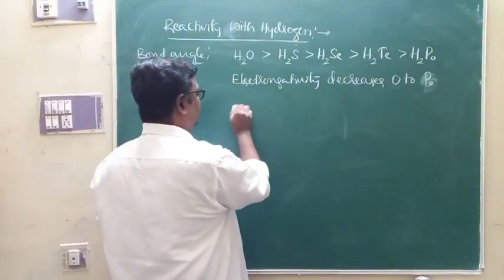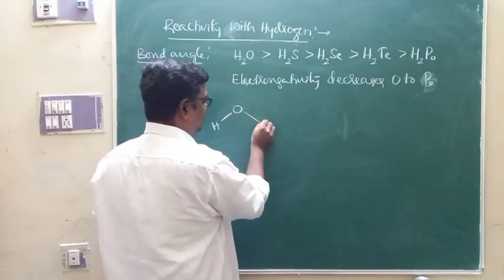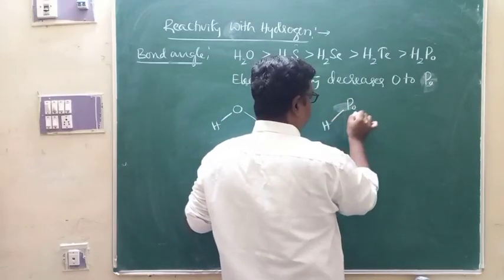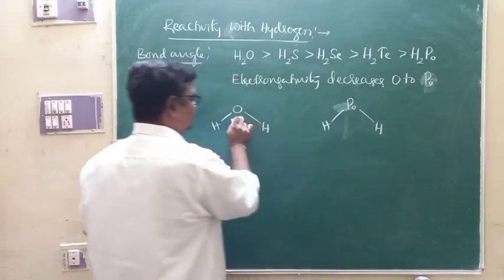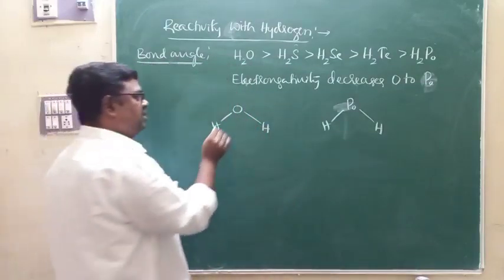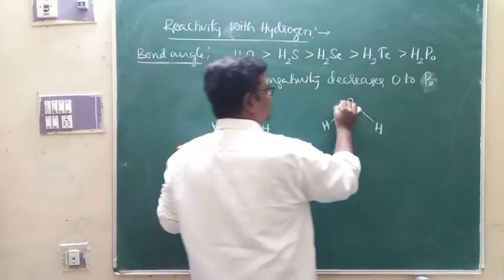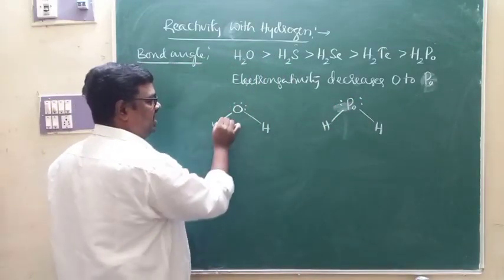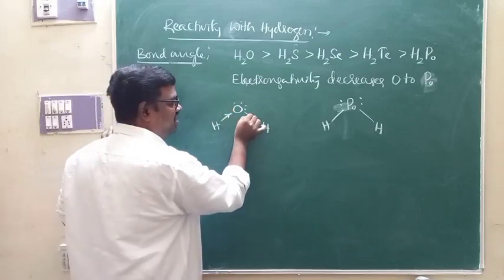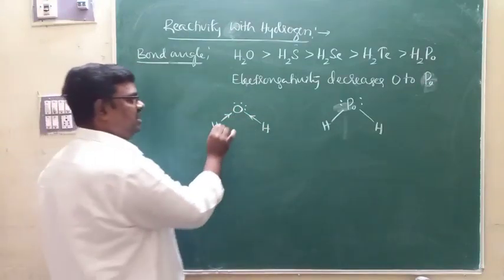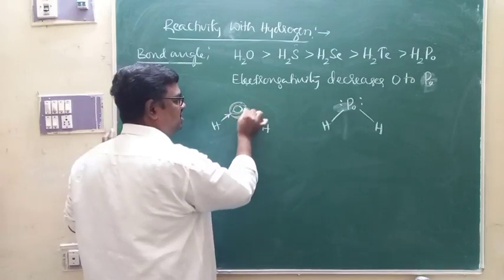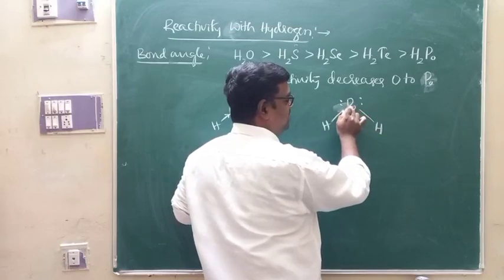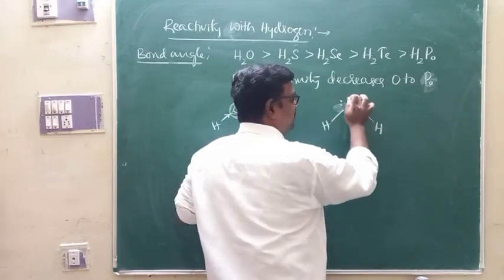Okay, look at this. In the case of water, we have this. In the case of polonium, we have this. This is the shape of H2Po. This is the shape of H2O, right? And we have lone pairs like this. As I said, oxygen is highly electronegative. Therefore, it attracts the bonded pair of electrons towards it. Electron density around the oxygen increases. But the electronegativity of polonium is least, so electron density around polonium is less.